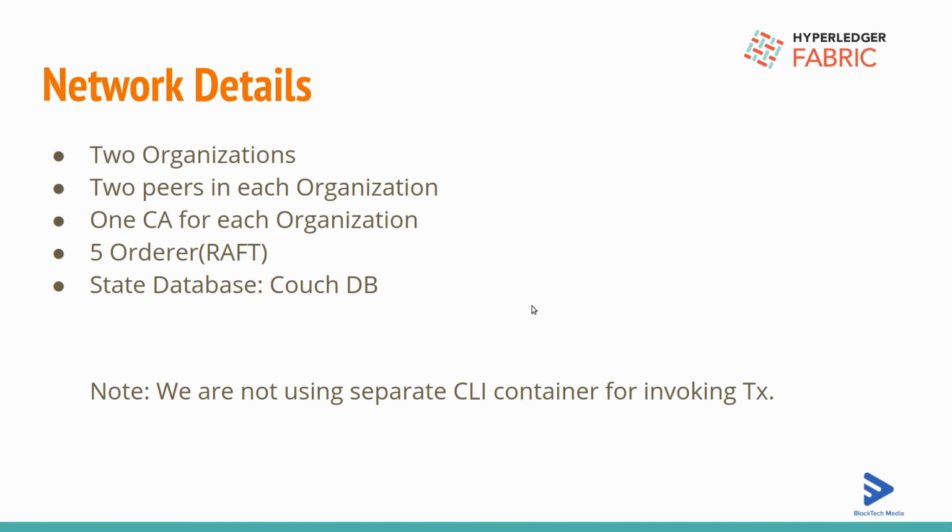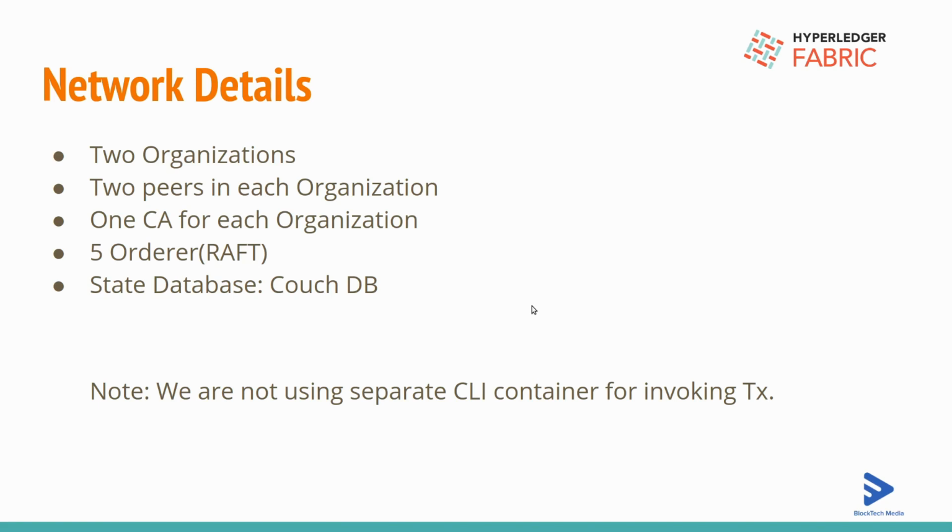We'll have one certificate authority for each organization, and in this network creation we are going to use orderer as a raft. There would be 5 raft orderers in our network. We'll be using state database as the CouchDB. So we have multiple options: LevelDB and CouchDB. CouchDB enables us to run complex queries, so that's why we are using CouchDB here.